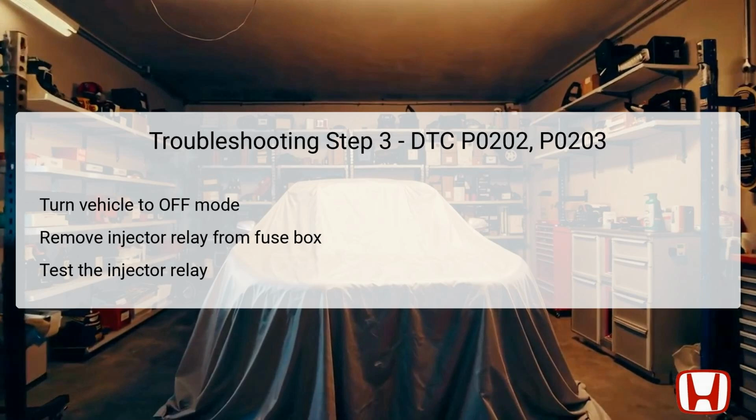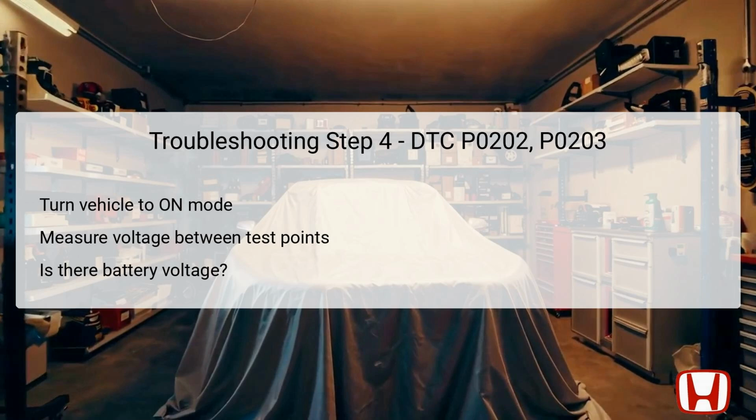If the relay tests positive, you can conclude that it is functioning properly, allowing you to proceed to the following steps. However, if the relay fails the test, replacement will be necessary and could provide a solution to the injector circuit issues. In this troubleshooting step, turn the vehicle ignition to the on mode.